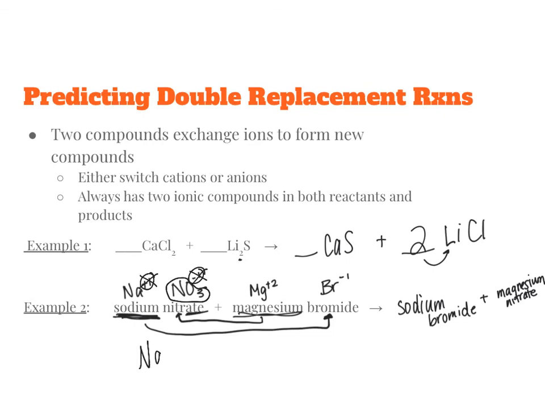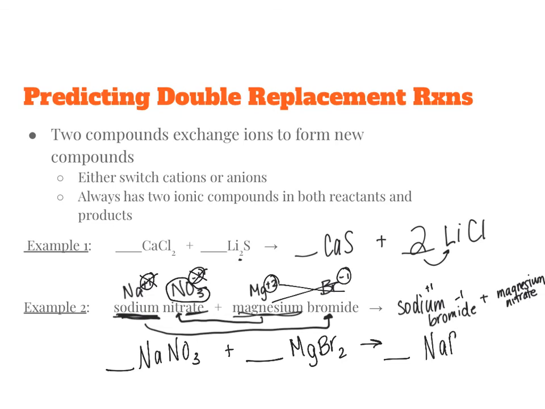So sodium nitrate. Magnesium bromide here does not equal 0, so I'm going to have to do some cross and drop action here. So MgBr2. Sodium bromide: sodium had a +1 charge, bromine had a -1 charge, so it's going to just be NaBr because those charges cancel.